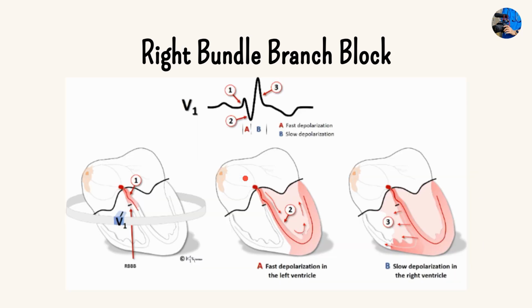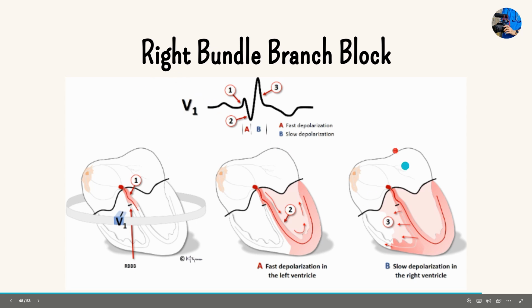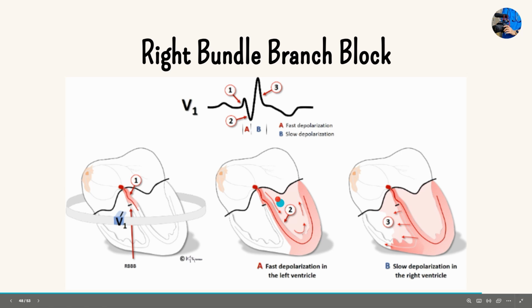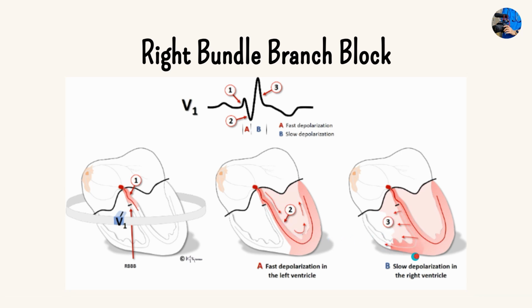Okay. Again, you can see here in this diagram an explanation of why we're getting these shapes in the right bundle branch block. This part of the wave here is fast depolarization, and then you get this slow depolarization, because as it comes through the septum, you're getting the depolarization in the left ventricle, but then in the right ventricle, it's slower because this part of the bundle of His has been affected. So that's where it's coming from.